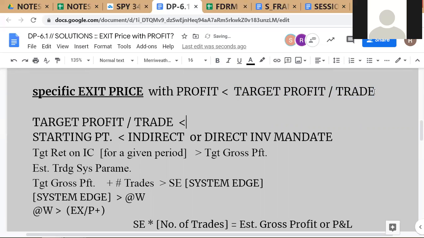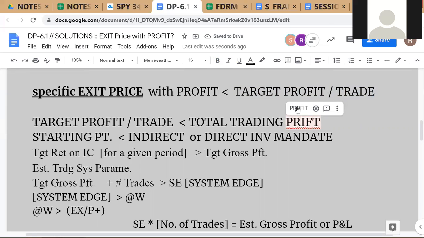We'll say that it is a function of total trading profit per period. Any period, it could be quarterly, whatever period we can just take. We'll just write one period. We'll target trading profit per period, total trading profit per period. This is also a target figure, so we should write that.